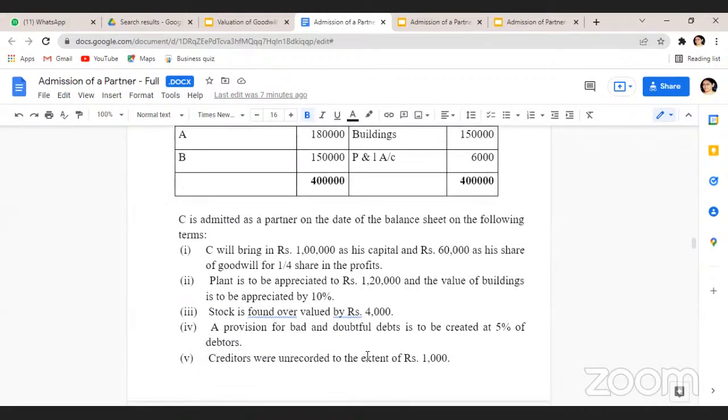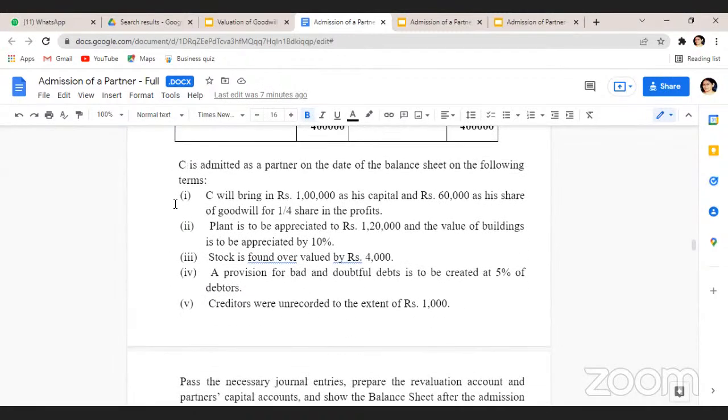You are also given some additional information. C is admitted as a partner on the date of the balance sheet on the following terms. C will bring 1 lakh as his capital, and 60,000 as his share of goodwill, for 1/4 share in the profits. Next, plant is to be appreciated to 1,20,000 and the value of building is to be appreciated by 10%. Next, stock is found overvalued by 4,000, meaning excess value.